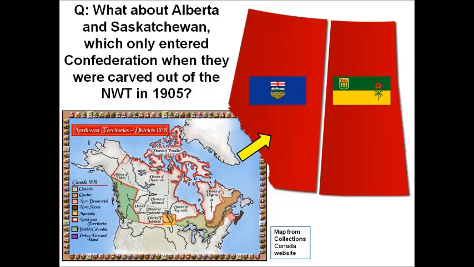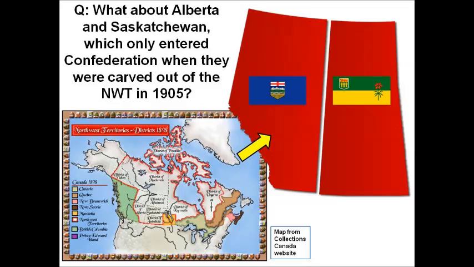Alright, so those are the big ones. I also mentioned Alberta and Saskatchewan, which you may find odd, right? Because they didn't enter Confederation until 1905. In fact, they entered Confederation by being carved out of the Northwest Territories.